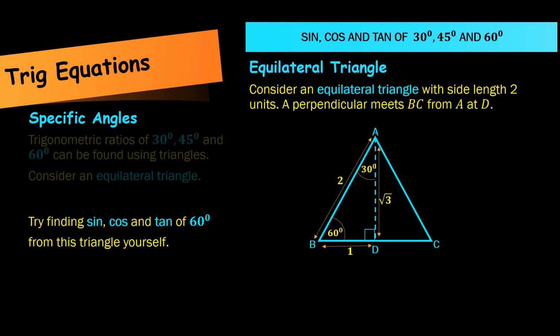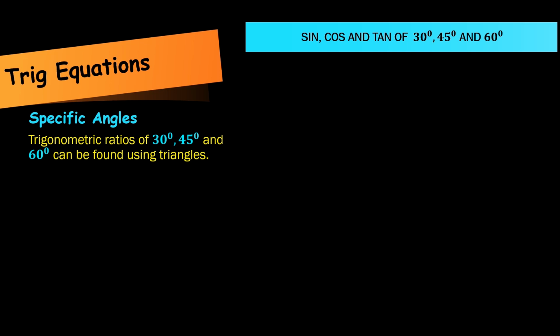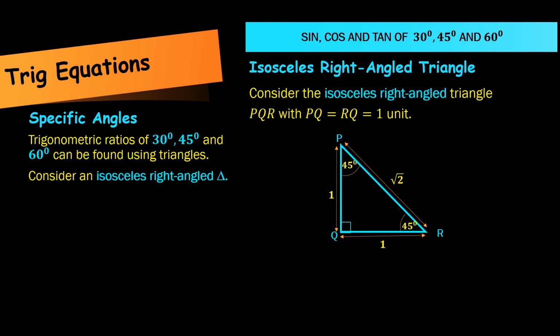Now that we have taken a look at the trig ratios of 30 degrees and 60 degrees, we can now examine the trig ratios of 45 degrees. Again, these can be found using triangles, or a particular triangle. We're going to consider an isosceles right-angled triangle, PQR, like the one shown on your screen. PQ equals RQ equals 1 unit, as shown, and the length PR, the hypotenuse, is equal to root 2 from Pythagoras.